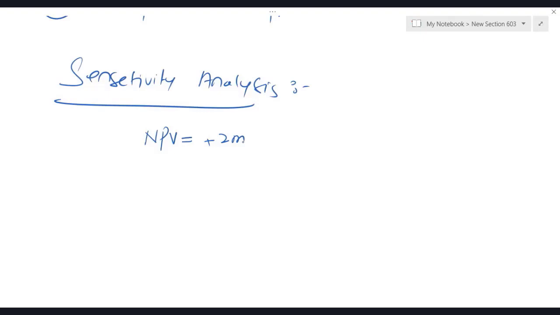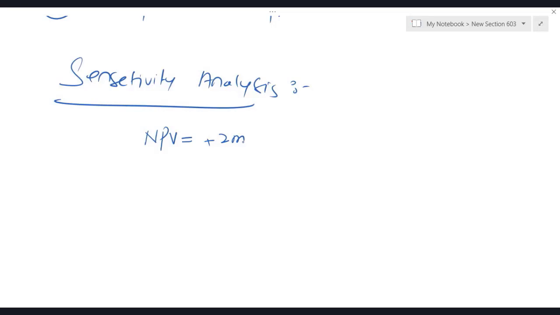Actually, this 2 million NPV is calculated by using estimates. All the variables which we have used in a project are estimates. An estimate can change also. So actually, sensitivity analysis gives us the information on how much adverse change in estimates will make NPV zero. Repeat. Sensitivity analysis tells us how much adverse change in estimates will make NPV zero. The smaller the change that makes NPV zero, the riskier the project is.